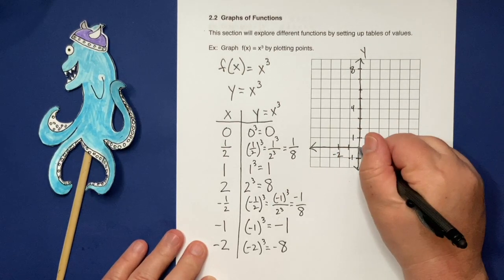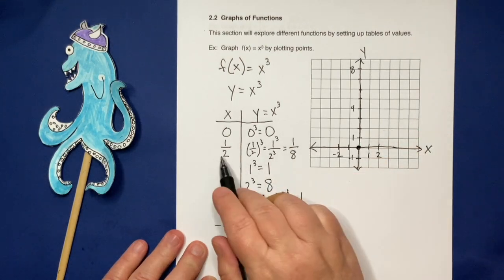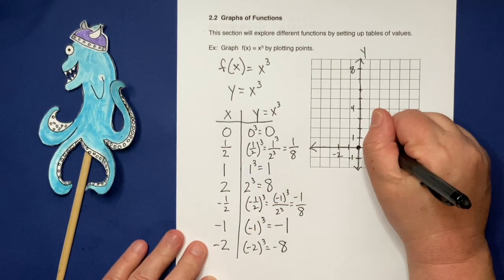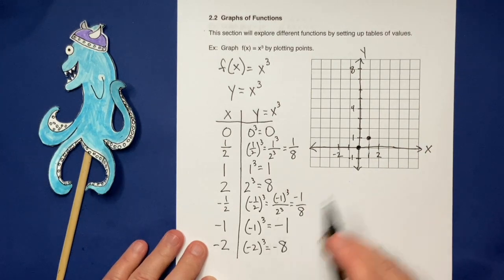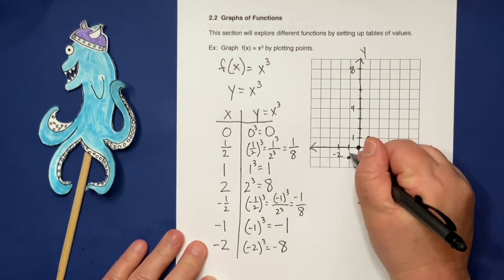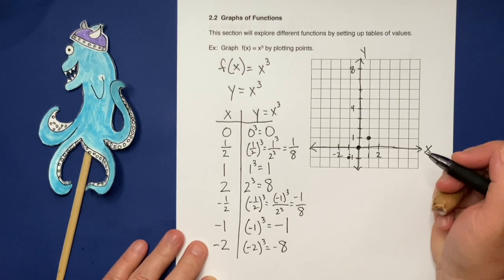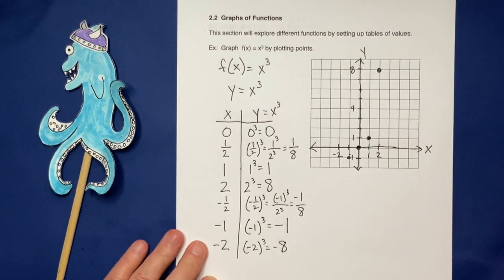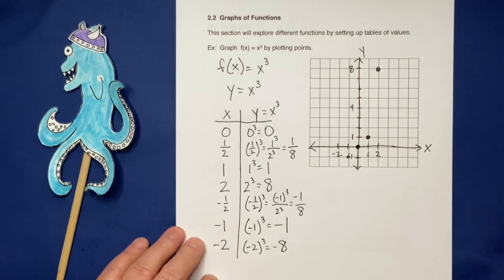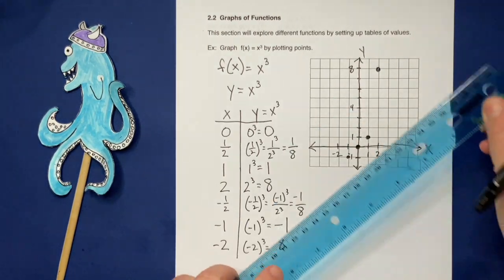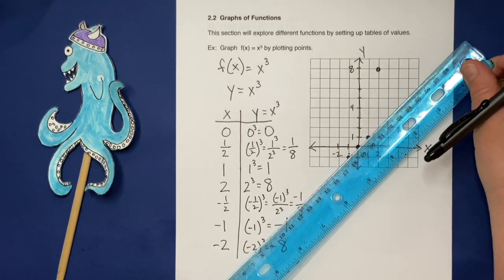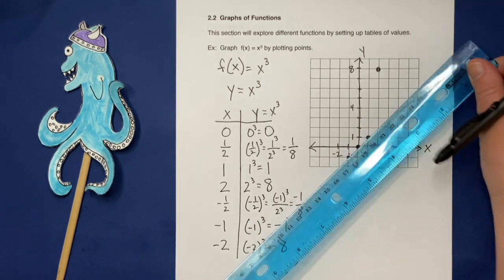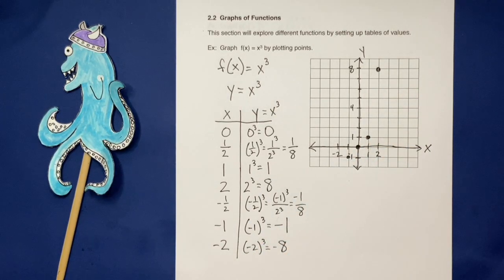I've got the point 0, 0. I'm going to skip this for right now. I've got the point 1, 1. I've got the point negative 1, negative 1. Right there. And I've got the point 2, 8. And now I can already see this is not linear, right? These 3 points do kind of look linear, and I could draw a line through them and I would have the wrong graph. So be really careful.